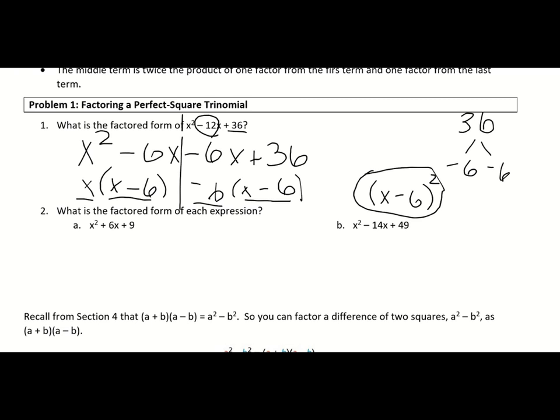So if we look at number 2, we want to factor x squared plus 6x plus 9. For this one, same process. I'm going to multiply the number in front of x squared, 1, with my constant 9 to get 9. And I need two numbers that multiply to 9 and add to my middle number, 6. In this case, that's 3 and 3. And I'm going to rewrite my trinomial as 4 terms. x squared plus 3x plus 3x plus 9.